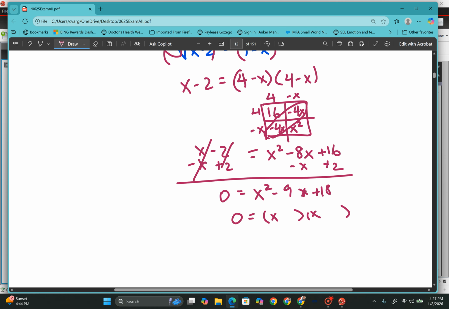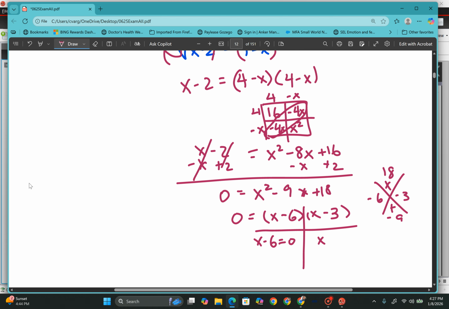Minus 9x. Cool. So minus 6 and minus 3, two numbers that multiply to give us 18 and add to give us negative 9. So to figure out what x is, you split this up and go x minus 6 equals 0 and x minus 3 equals 0. Here you add 6 to both sides and you get x equals 6 and x equals 3.